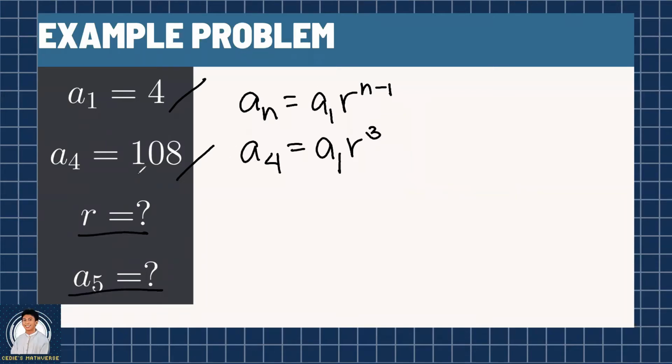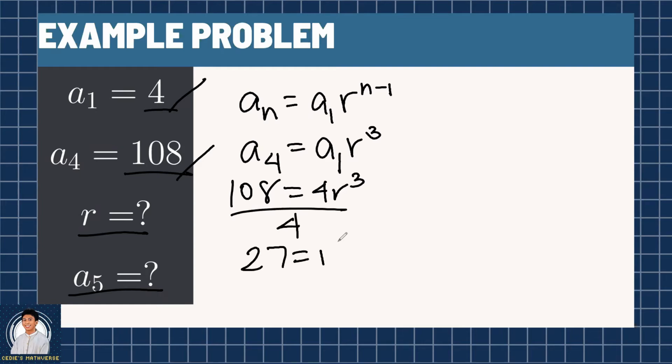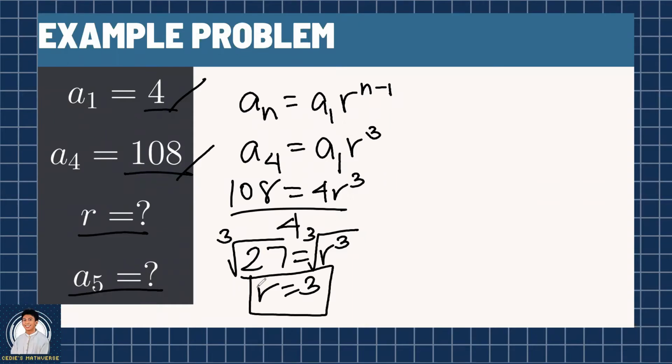Now, we substitute the values of a sub 4 and a sub 1. 108 equals 4r cubed. Divide both sides by 4. 27 equals r cubed. Then, we get the cube root of both sides. So we get r equals 3. And now, we have the common ratio. So this is okay now.